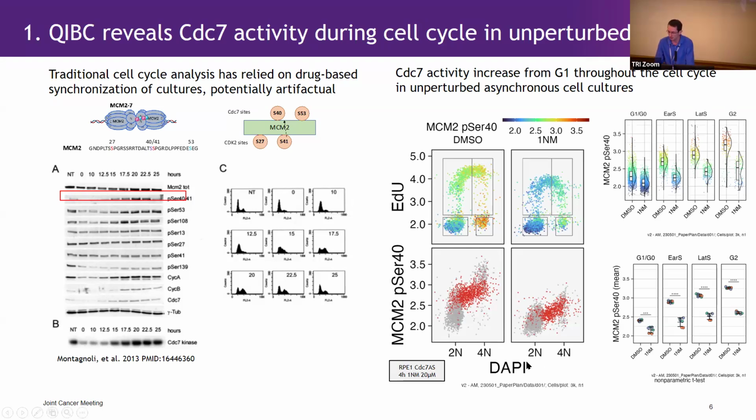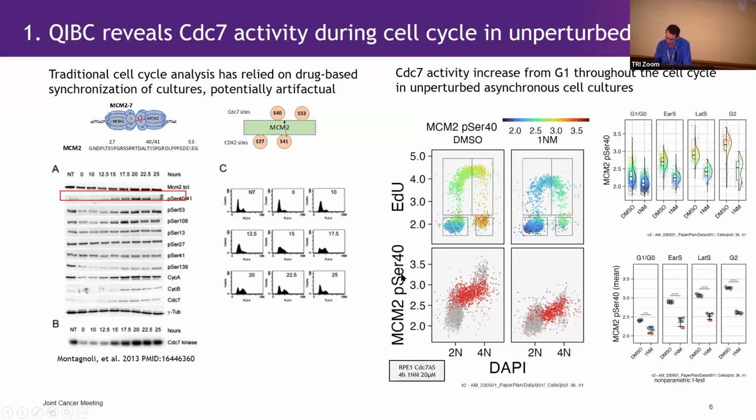This is the classical DAPI-EdU plot that you just saw that we have with flow, in normal circumstances. This is the G1 population, this is S phase, and this is G2. The question here is, how does CDC7 activity look with high content imaging? This is the activity, the phosphorylation of one of the CDC7 substrates. What we can see is an increase of CDC7 activity throughout the cell cycle. When we inhibit CDC7, of course, you have a decrease of this substrate.